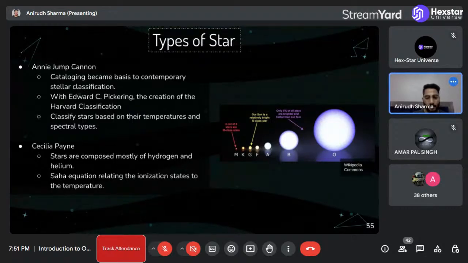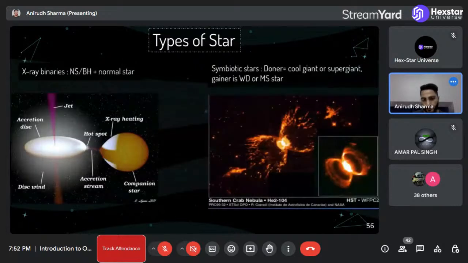And then she also gave her proof that the spectral emission of hydrogen and helium completely corresponds to what we observe in the sun or other stars. And she used Saha equations relating the ionization states to the temperature, and that's how she formed her basis for the theory of why stars are mostly composed of hydrogen and helium.